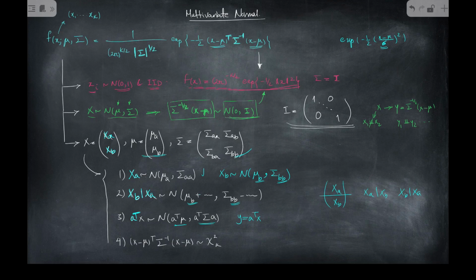Okay. And finally, the quadratic form, x minus mu transpose. Remember, this is the exponent here. The distribution of that quantity is chi squared with k degrees of freedom, if this is a k-dimensional vector. So if you have x1 through xk, and you form this random variable, which is a scalar, its distribution is chi squared with k degrees of freedom.